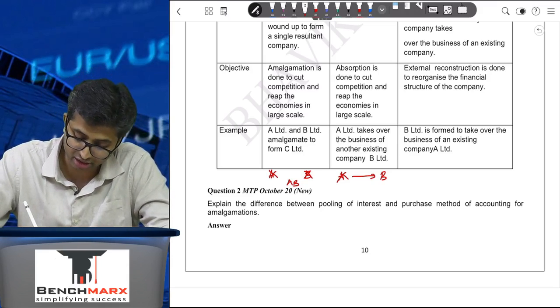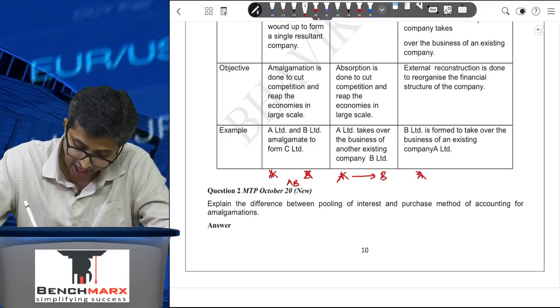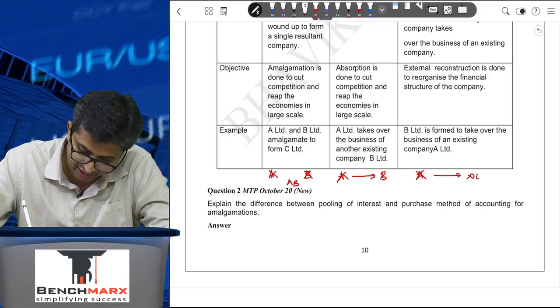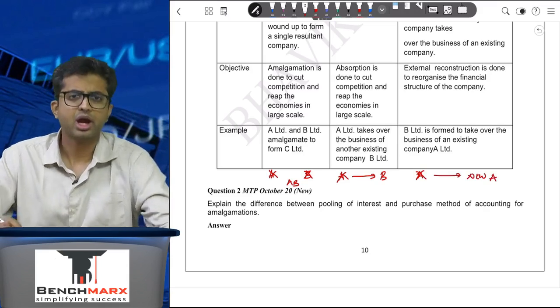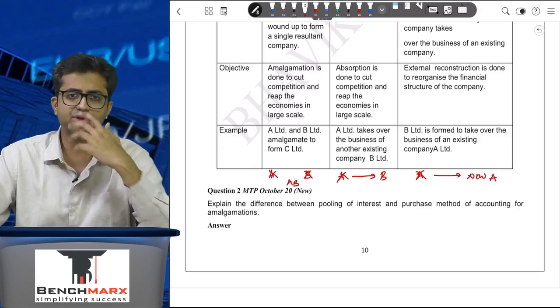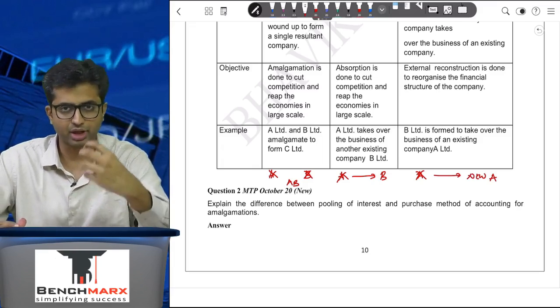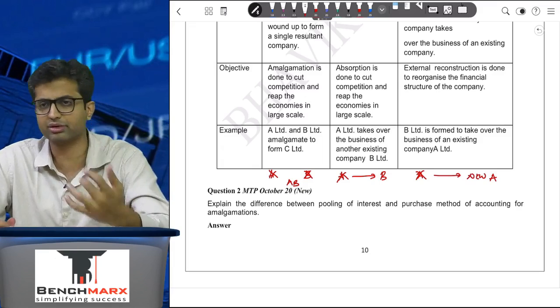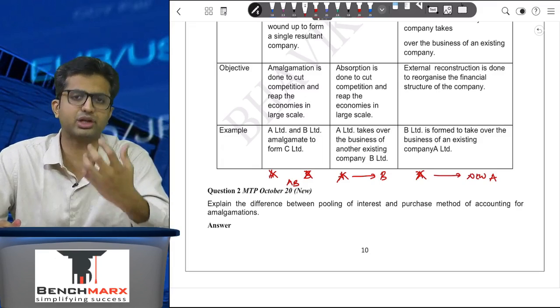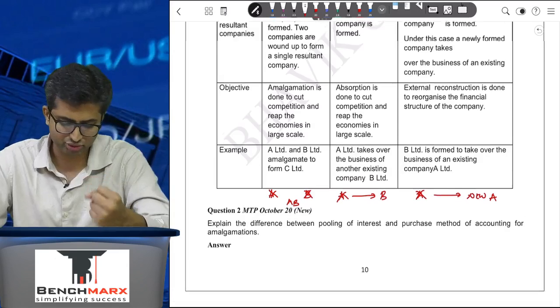And in case of an internal reconstruction, there is A and it closes and it rebrands itself as, let us say, new A. Generally, amalgamations and absorptions are done to increase your market share and reduce competition, whereas external reconstruction is more of a reorganization exercise, a restructuring exercise.